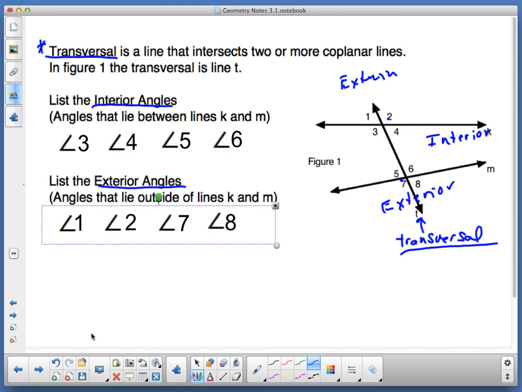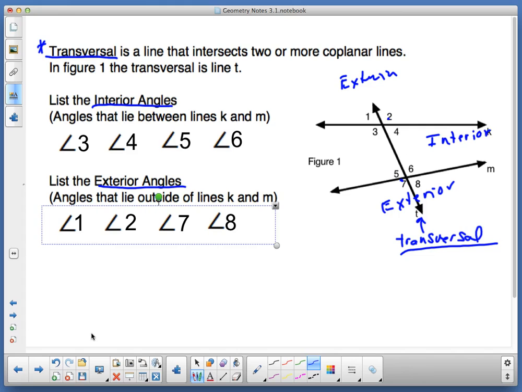Okay, and interior, they're on the inside of the lines the transversal crosses. Exterior, they're on the outside of the lines the transversal crosses. Corresponding, I want you to think about corresponding as their position. If I were to lift this intersection of 1, 2, 3, 4 and place it on top of the intersection 5, 6, 7, 8, that 1 and 5 would correspond to each other because they're in the same relative position. They're in the top left corner. 2 and 6 correspond because they're in the top right of the intersections. 7 and 3 would correspond because they're in the bottom left of those two intersections. And 4 and 8, they're in the bottom right of those two intersections.